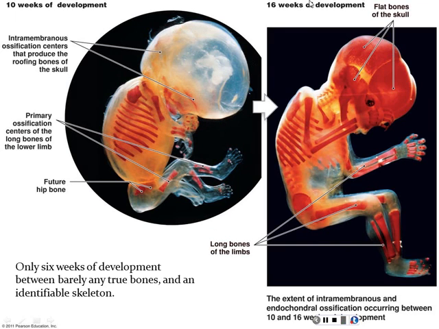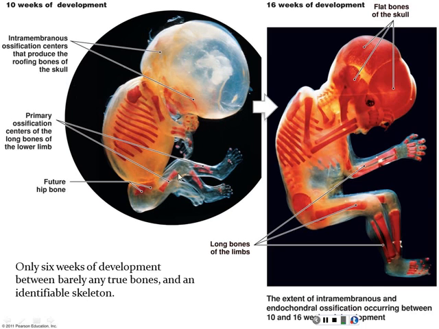This is 16 weeks, so 6 weeks later. And you can see that while there's no bone here, we're starting to get the flat bones of the skull forming inside of this membrane that we see here. There are ossification centers, but they are sort of hard to see. At this stage, most of the skeleton is pure cartilage. That's what comes first. The body creates a cartilage skeleton in all the right shapes, and then that cartilage is replaced by bone in that process of endochondral ossification.